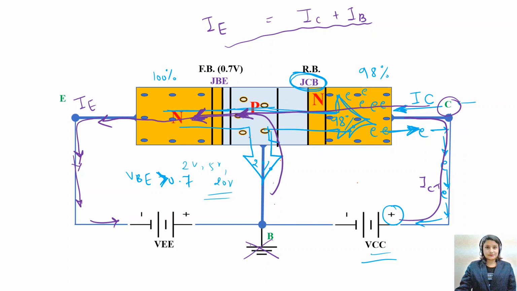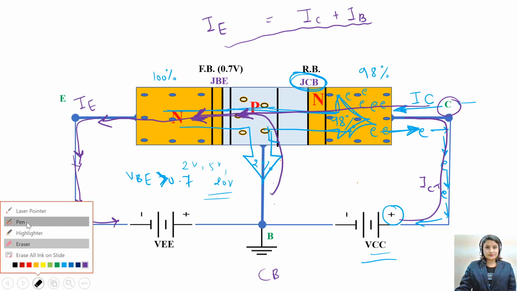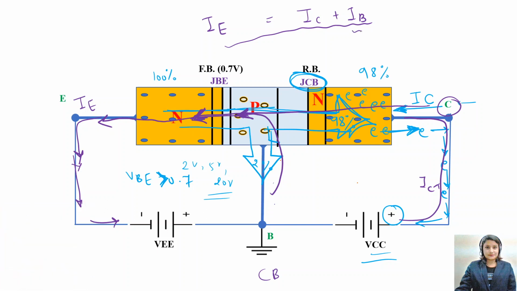So here in the CB configuration, we are applying the base terminal to the ground potential. So that means in this expression your base current is 0. Practically I will say negligible. So what you are getting here is IE is equal to IC, and can I say output current is equal to input current? No change. So can I say output is very much constant on your input value? And this is the speciality of CB configuration in the circuits.